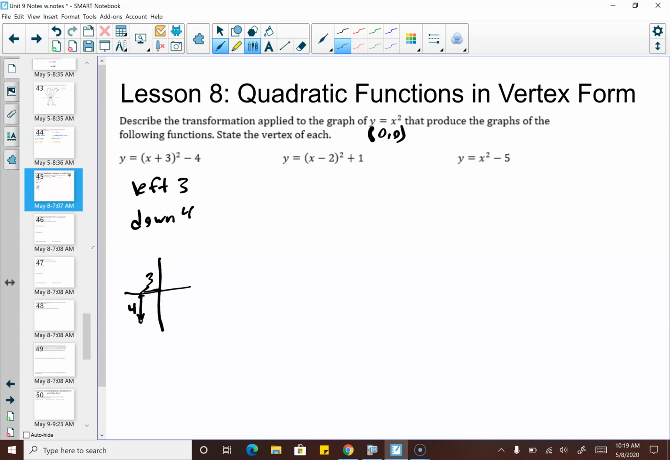What point would we get to? Well, going to the left is really negative 3. And then going down is really negative 4. So what point will we be at? Negative 3, negative 4. So that would be our new vertex. So we're going to do the same thing for the other ones.